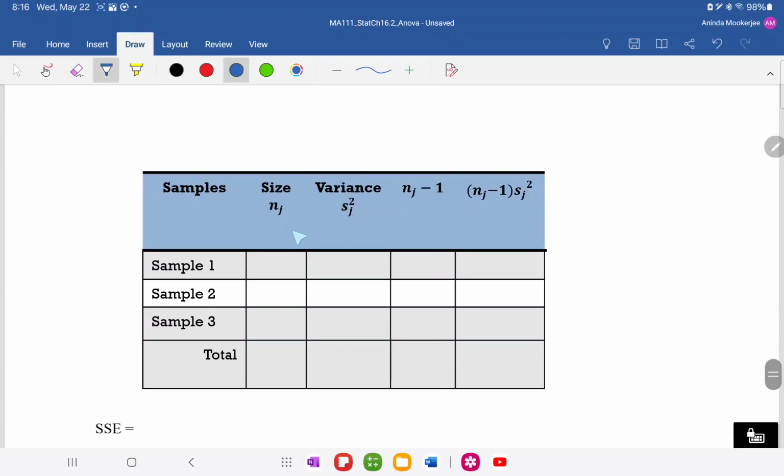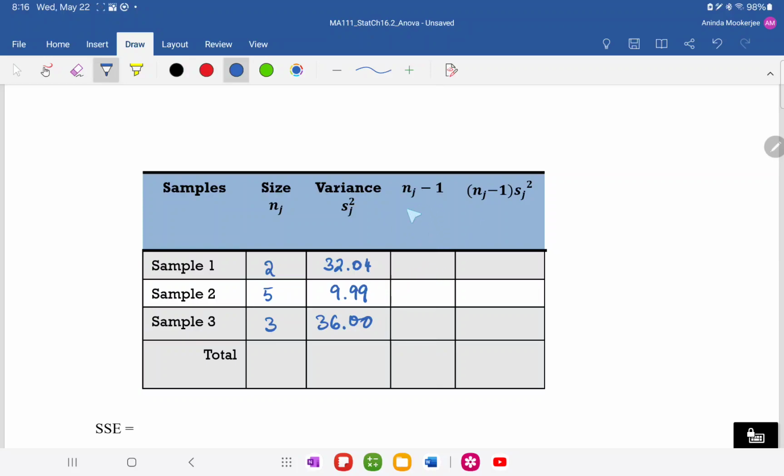So let's work through this table here. We know our sample size was 2, 5, and 3. So just write that down here, 2, 5, and 3. The variance, let me just give you the variance: 32.04, 9.99, and 36.00. Okay, these are the variances that I calculated and got.